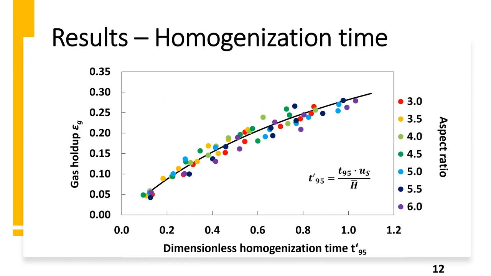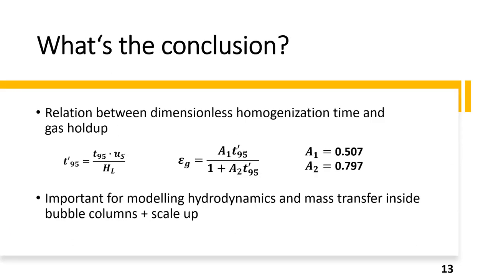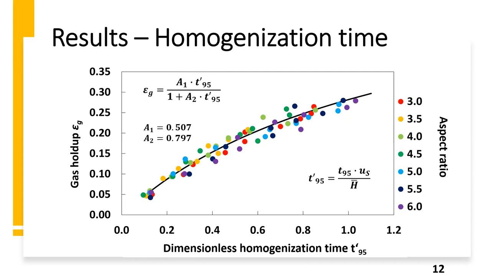In this figure, you can see the dependence of the gas holdup on the dimensionless mixing time. The data measured in our experiment reasonably collapse on the line defined by this equation. Again, constants A1 and A2 are empirically measured. This equation on the top, which defines the gas holdup, takes into account several different factors: the amount of liquid, the superficial gas velocity, the mixing time, and the gas holdup itself.